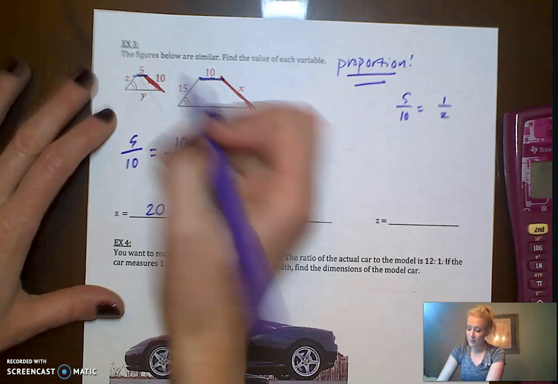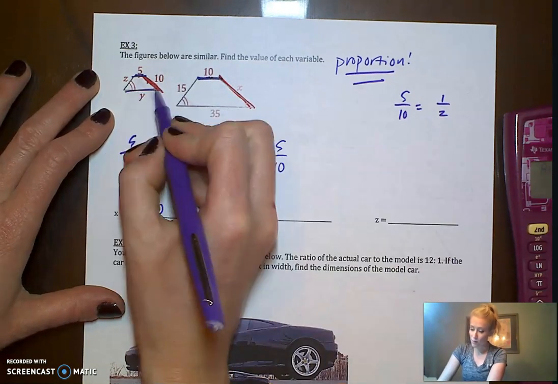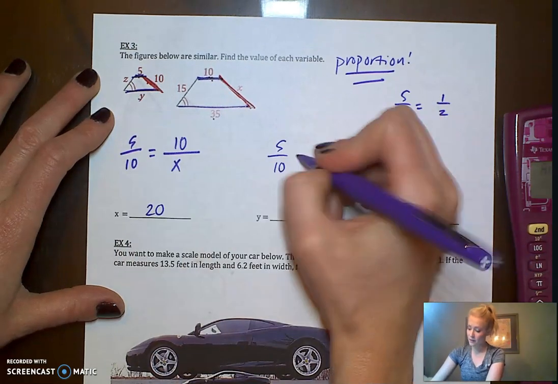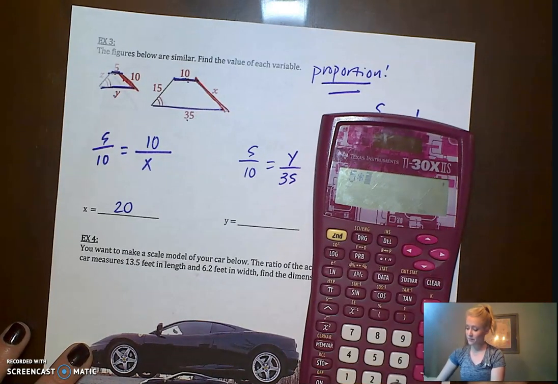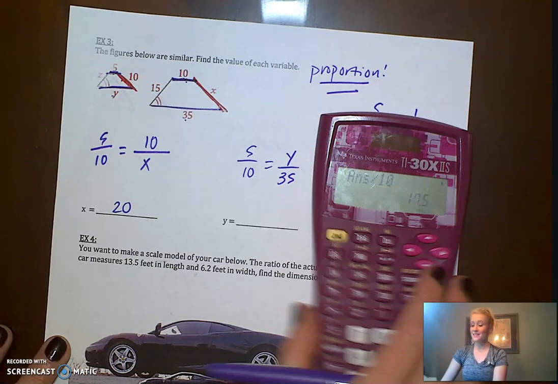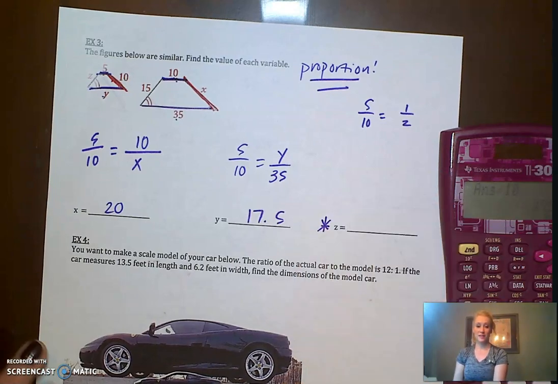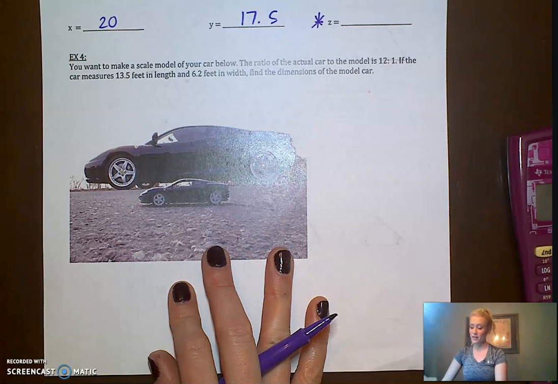Same thing for y. I'm going to go 5 over 10 equals y over 35. Little over big, little over big. And then I just cross multiply and divide. Decimals are okay. I get 17.5. See what you guys get for z. Do the same thing. I'm going to end it with example 4 here.